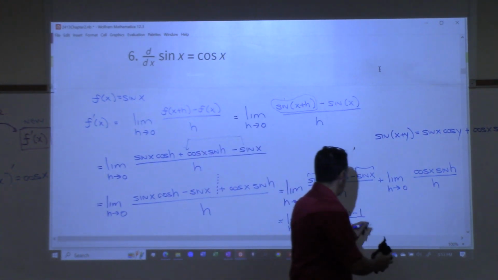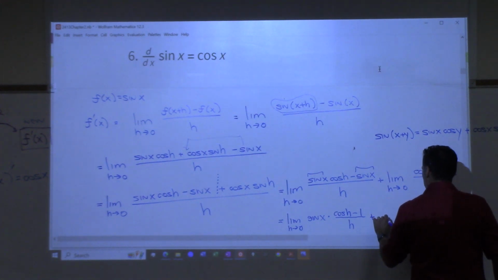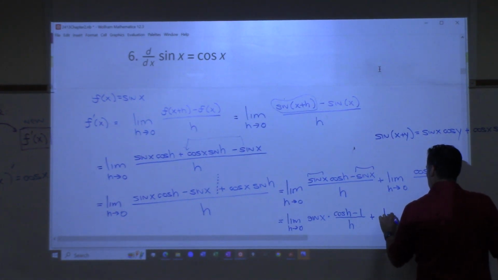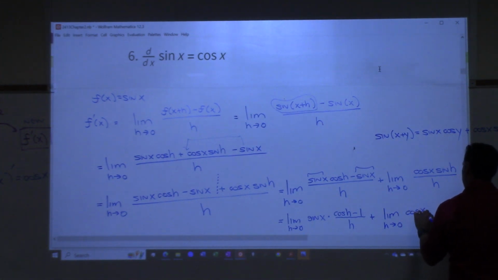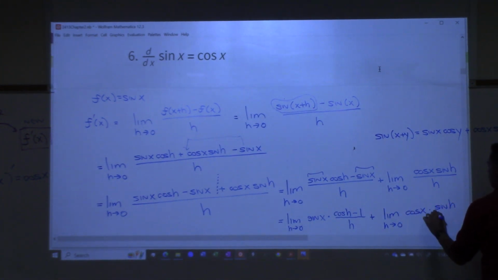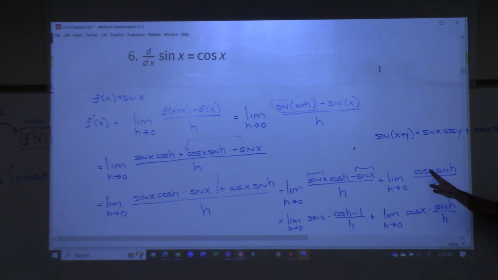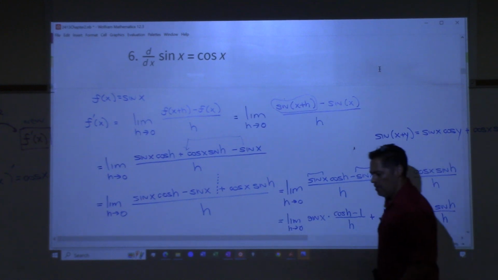And then this is plus, look at this one. Limit h goes to 0, cosine x times sine h over h. All I did here is just slide that cosine out in front. I did that so hopefully you would see it. Do you all see it? What happens next?